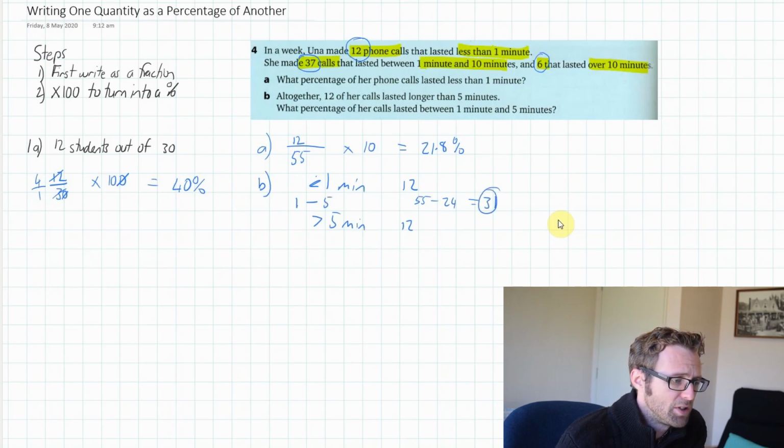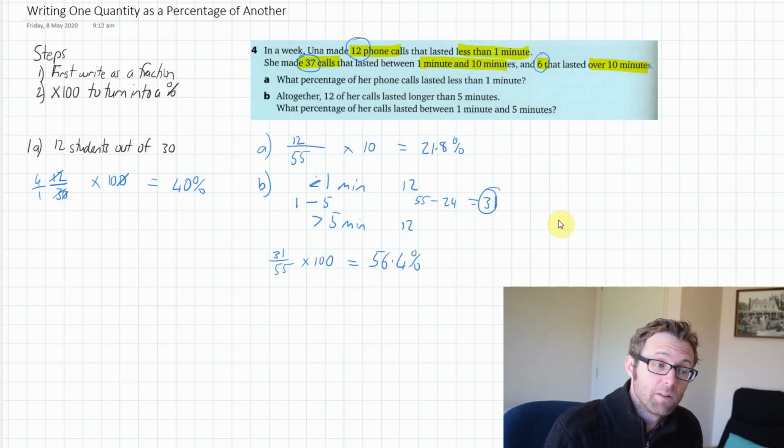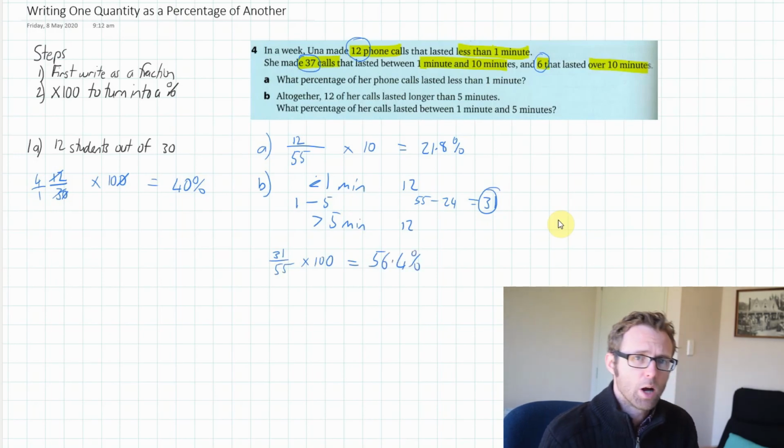Okay, so as a percentage, 31 over 55 multiplied by 100. And this is giving us 56.4% to 3 significant figures. So that should help you with solving some of these questions in exercise 16.2.